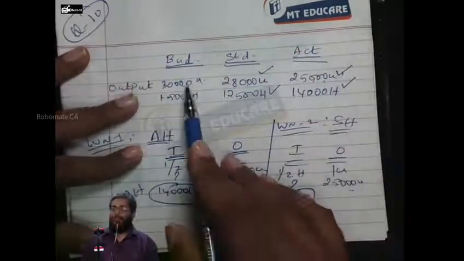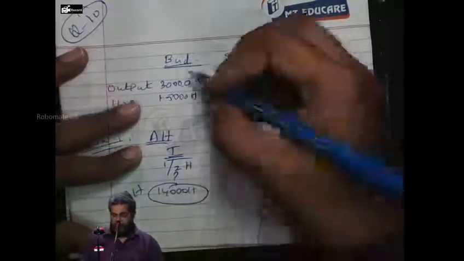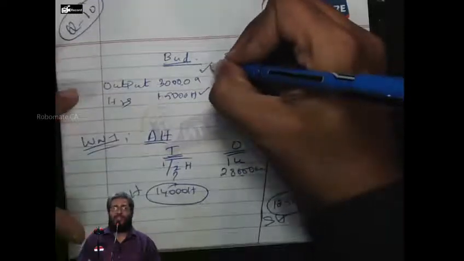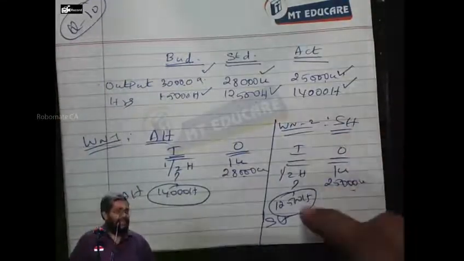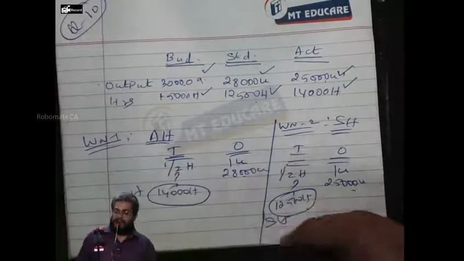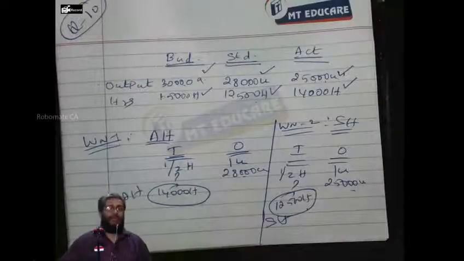Apart from that, we also found out the budgeted output. They say the budgeted capacity is how many hours? 15,000 hours. So the budgeted output is how many units here? 30,000 units. All these numbers we wanted to have for calculating the variances. Respond, is that the first step we did? Yes or no? Then we started calculating the variances one by one.